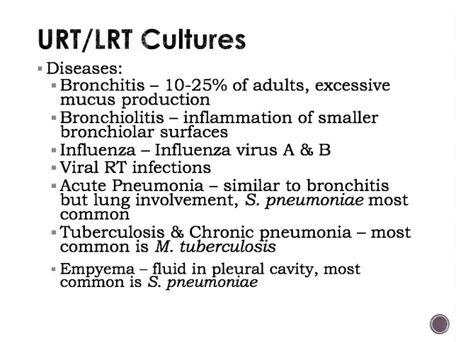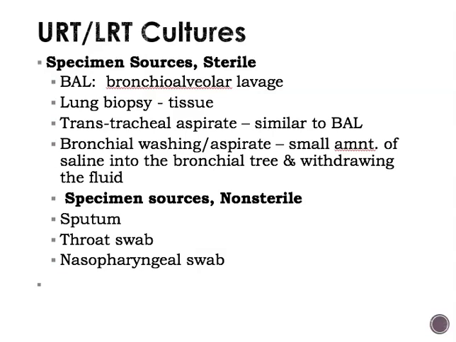And then finally, empyema, which is a collection of fluid and pus in the pleural cavity, so in the area around the lungs. Often occurs in conjunction with pneumonia. The most common cause is Streptococcus pneumoniae, but it can also be caused by Staph aureus. Talking about some different types of upper and lower respiratory specimen sources. Those are broken into sterile and non-sterile specimen sources.